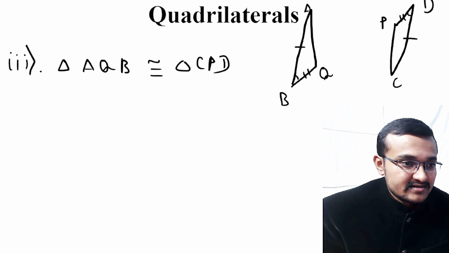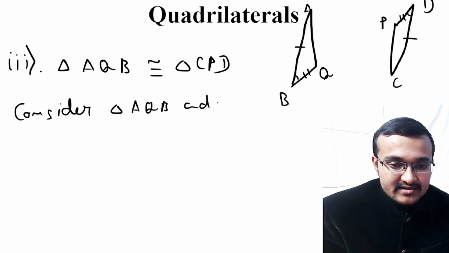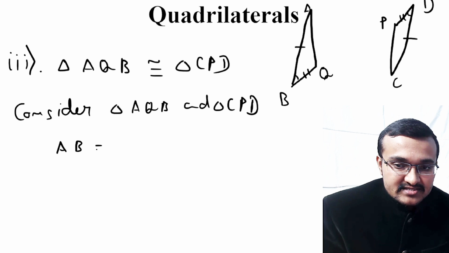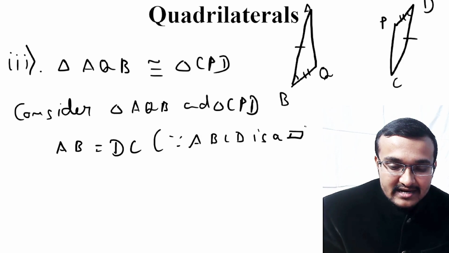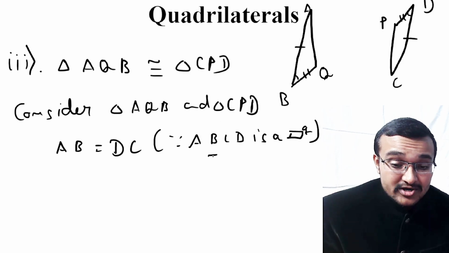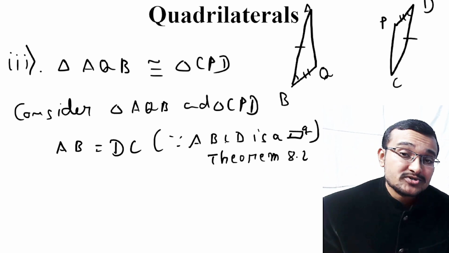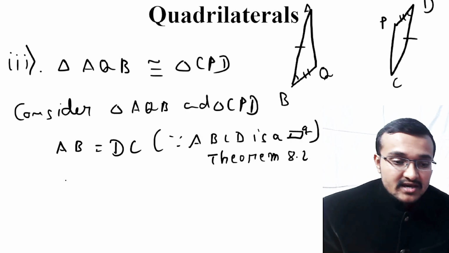So here let us consider triangle AQB and triangle CPD. In these two triangles, AB is equal to DC. This is because ABCD is a parallelogram, and in a parallelogram, according to theorem 8.2, you can prove this. Theorem 8.2 we have discussed in our previous videos. According to that, opposite sides in a parallelogram are equal to each other. So ABCD is a parallelogram, so AB is equal to DC.